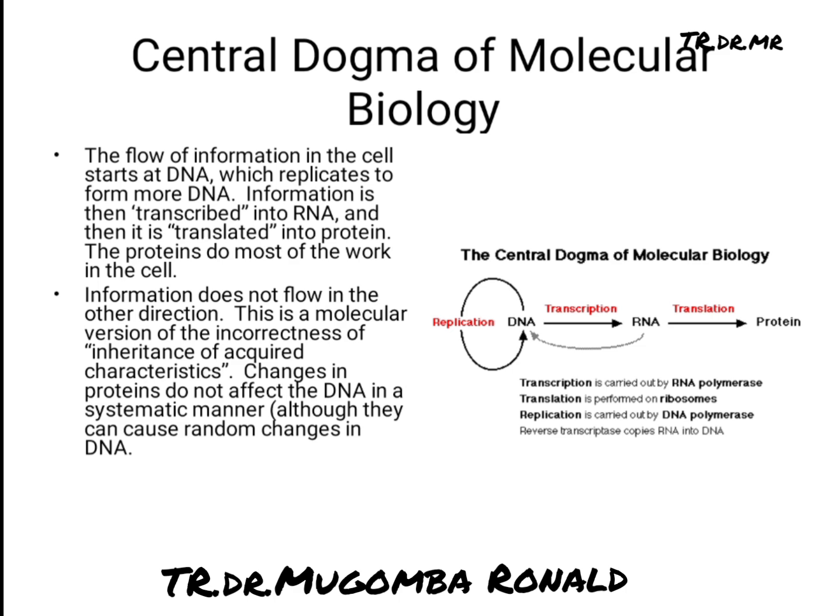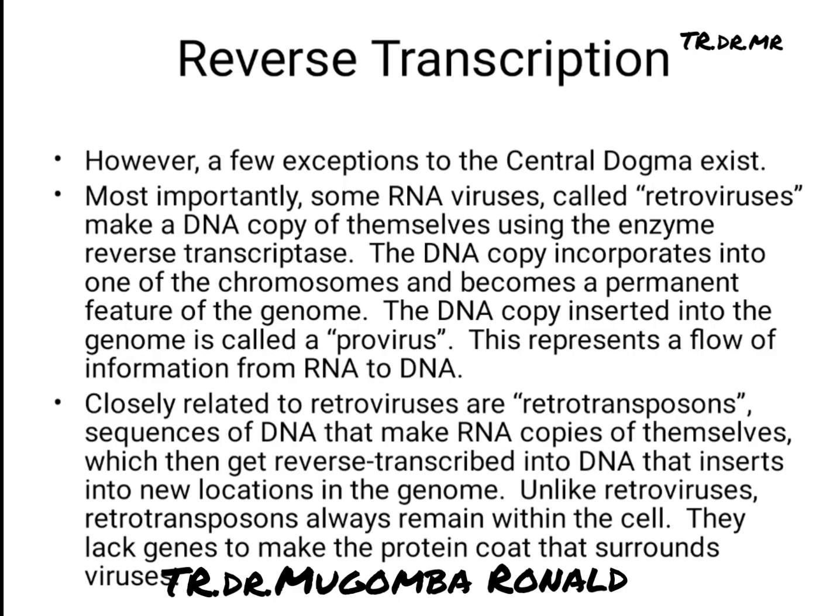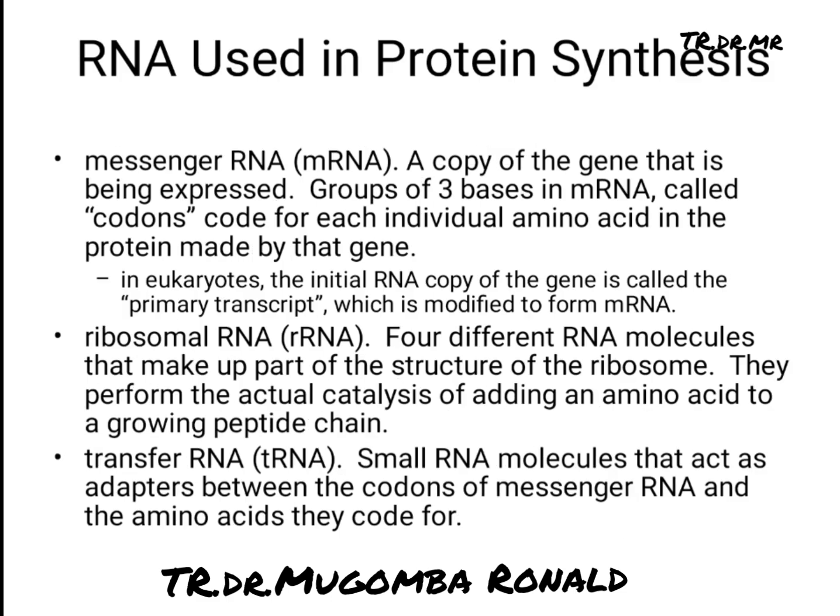And we said that deviations from the central dogma, which we call reverse transcription, occur in the presence of the reverse transcriptase enzyme, where we use RNA as a template to form DNA strands in the retroviruses. We said those are exceptions from the central dogma.